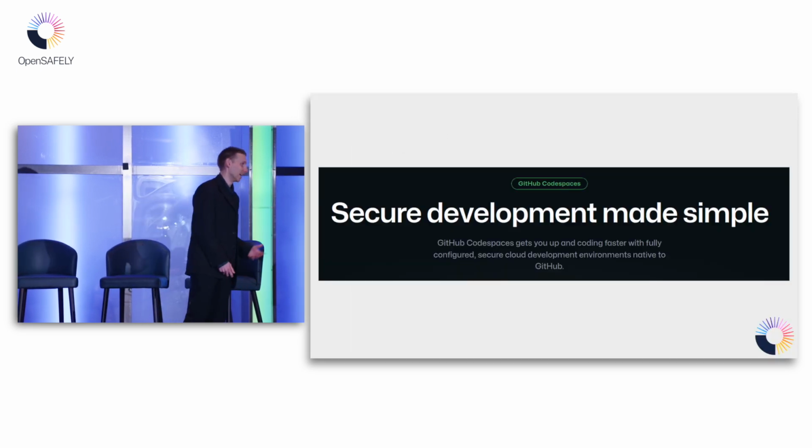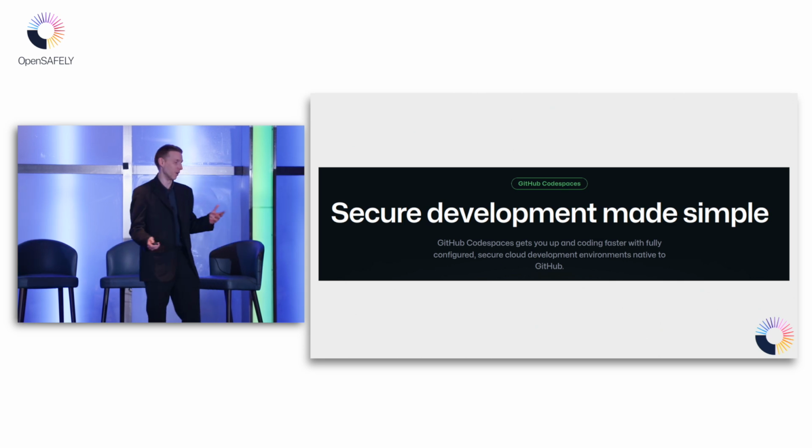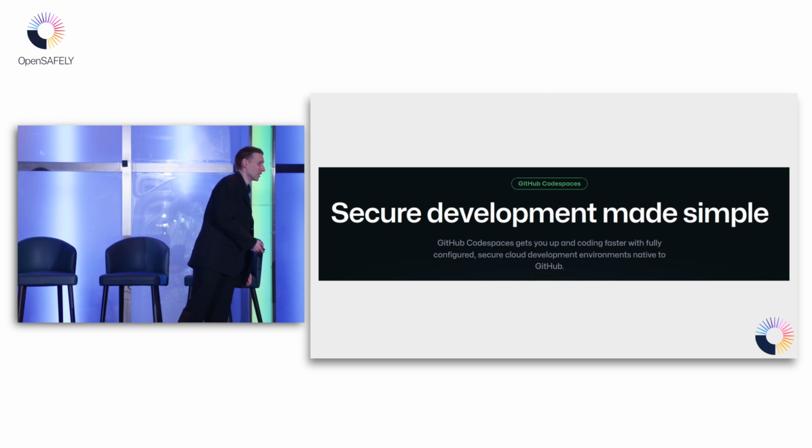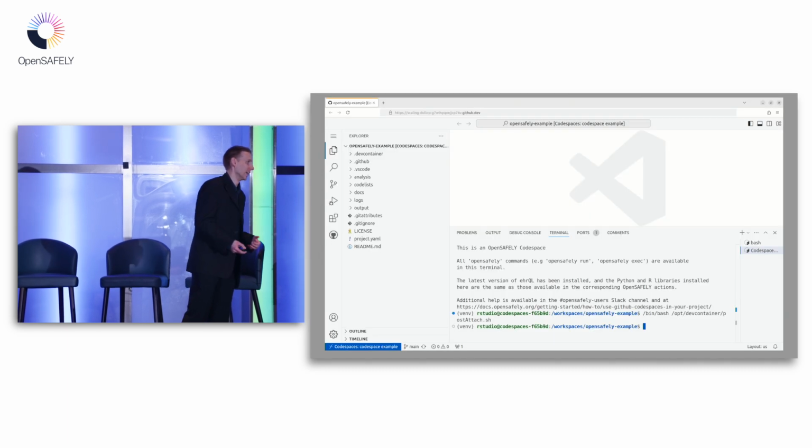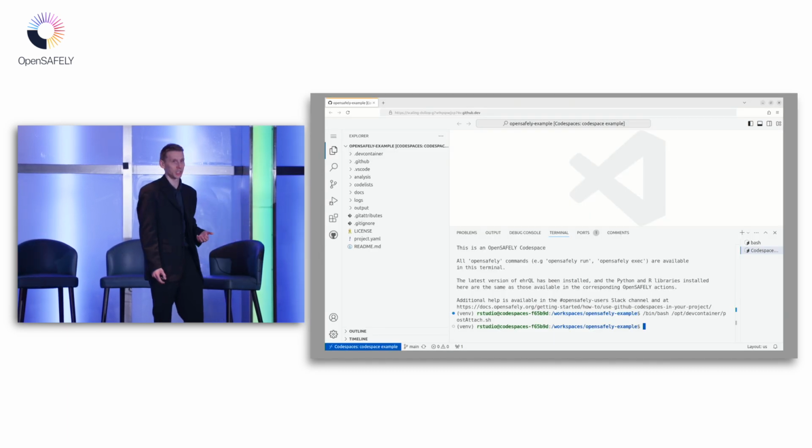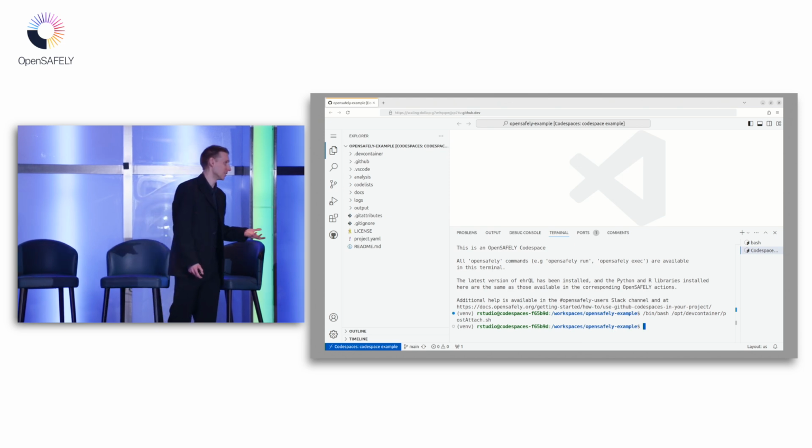This is the blurb that GitHub shows, which says, secure development made simple. They provide, in their words, fully configured, secure cloud development environments for people to work in. What does that mean to everyone? What it means, if I explain very quickly, is that we have, in this case, a browser tab. I'm running this in my web browser. There is a code editor there, which is Visual Studio Code, if you've never used that before.